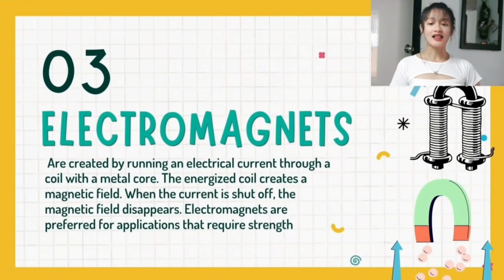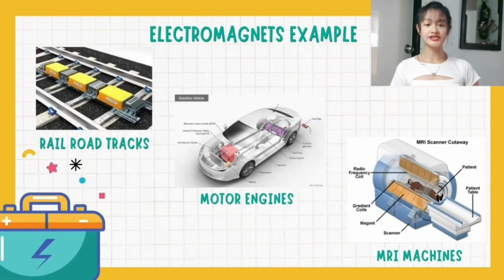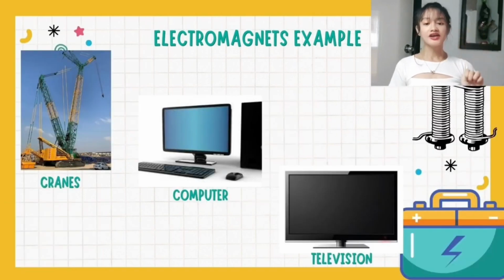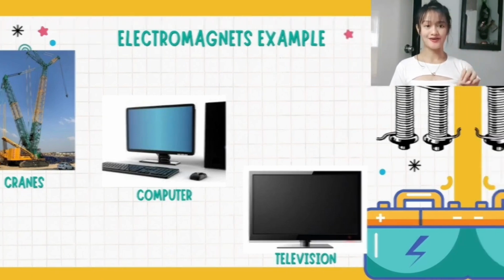And lastly, electromagnets. Electromagnets are created by running an electrical current through a coil with a metal core. The energized coil creates a magnetic field. When the current is shut off, the magnetic field disappears. Electromagnets are preferred for applications that require strength, including railroad tracks, motor engines, MRI machines, and cranes. They are also used in computer and television hardware.